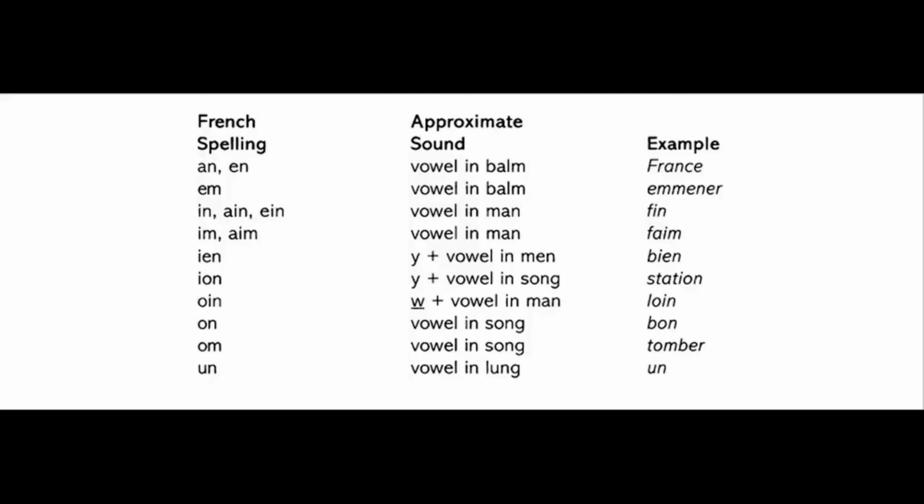I plus vowel, again. In the last lecture I taught you the sound when you have I, then another vowel. The I becomes Y, so it is bien. Then IEN, as in station. Then OI: the OI sound is wa, so it is loin. ON sound is on, OM sound is on, so it is bon, tombe. UN sound is un, like in lung.